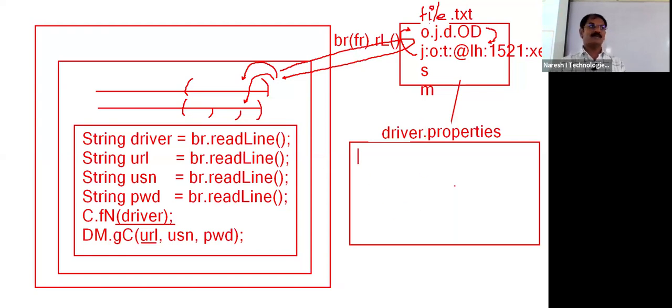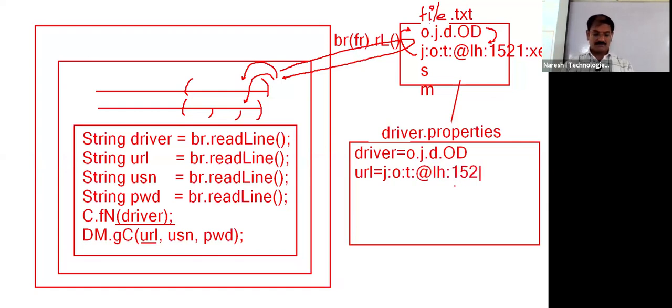Inside, what are people saying? Create every value with a mapping key, a mapping name. What is the name? driver=oracle.jdbc.driver.OracleDriver. Next line, url=jdbc:oracle:thin:@localhost:1521:XE. Next, username=system. password=manager.